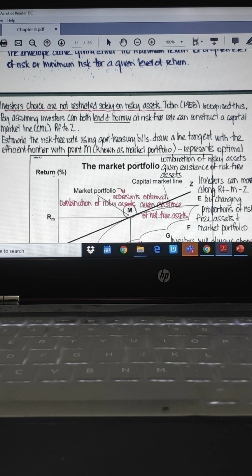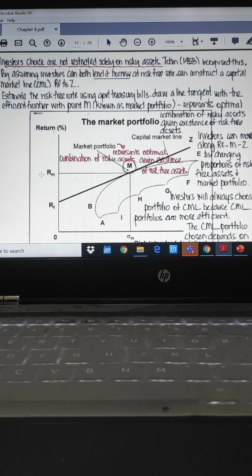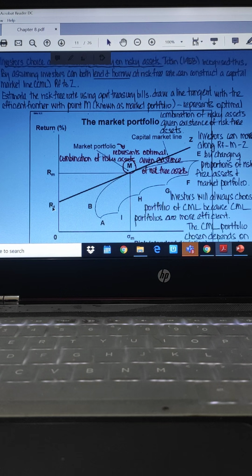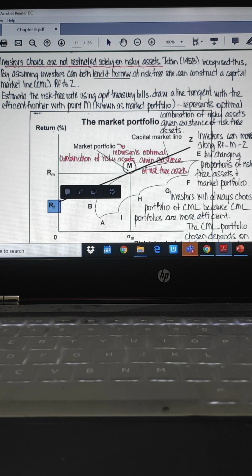And number 2, by assuming investors can both lend and borrow at the risk-free rate, he managed to construct a capital market line known as CML, RF to Z. This is the line that he managed to construct, RF to Z. It is a straight line that lies tangent to the efficient frontier.